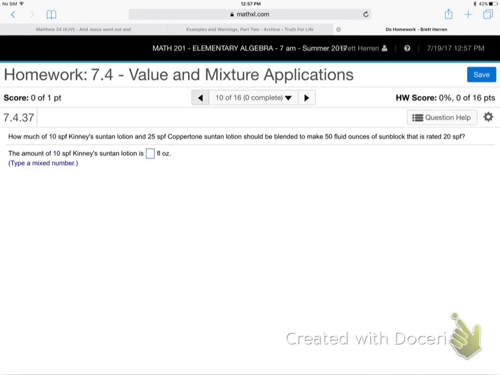Okay, this will be our last mixture problem. So how much of the 10 SPF Kinney's suntan lotion and the 25 SPF Coppertone suntan lotion should be blended to make 50 fluid ounces of sunblock that is rated 20 SPF? So it's a mixture. How do we know? They're using the word blended. Same thing, right? Blended, mix, same thing. So go ahead and set up the beakers on this one, the buckets. See if you can get stuff to happen. It's good.